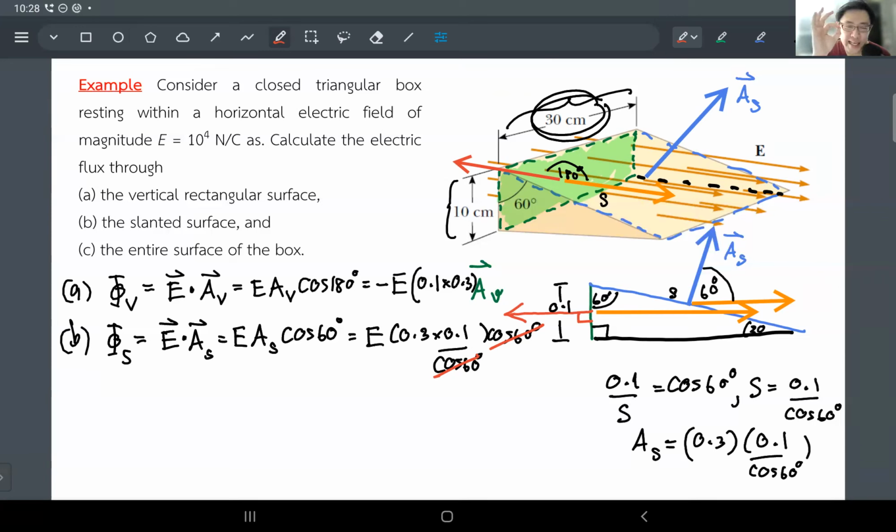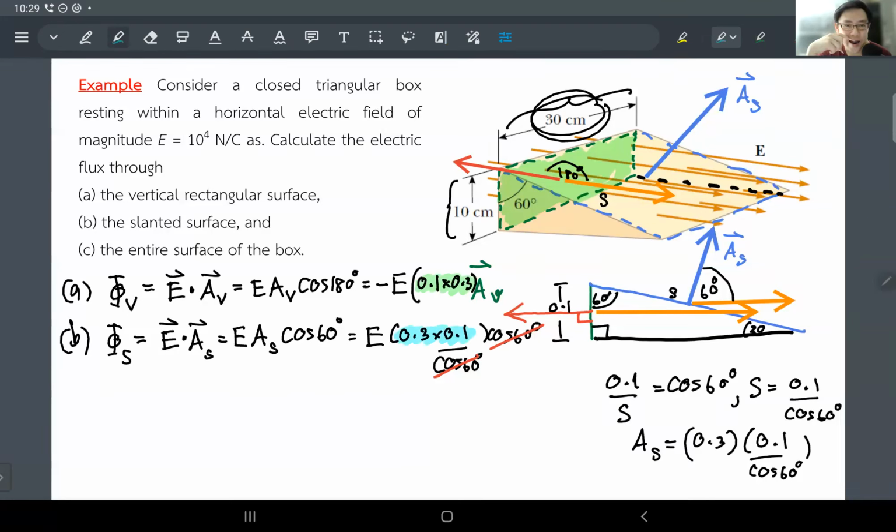So what I want you to see here is, I think the main goal of this one is this. We have gone through the cosine 60 equal to adjacent over hypotenuse, trying to figure out the slanted area, A sub S, right? But if you look carefully at the end, the value that you got is exactly the same as the one on top. Here, 0.1 times 0.3. This is 0.1 times 0.3.